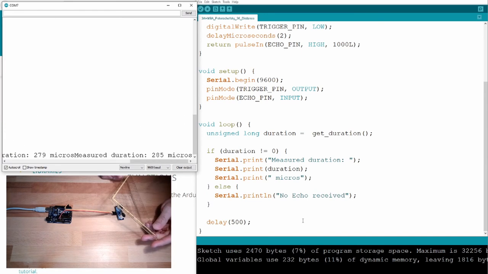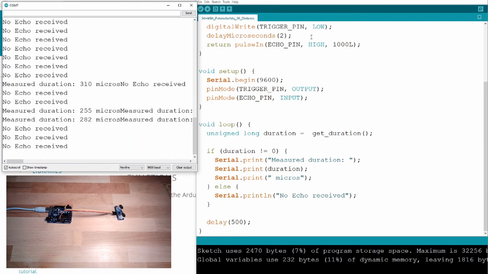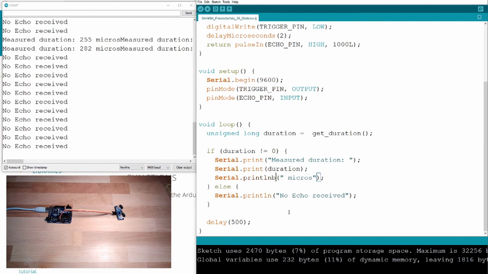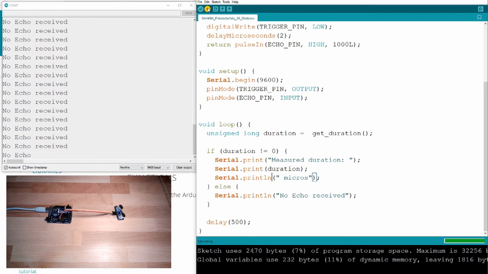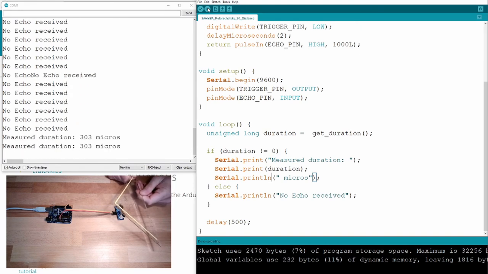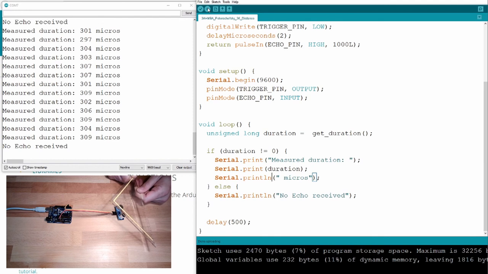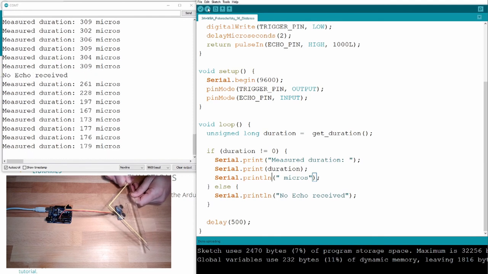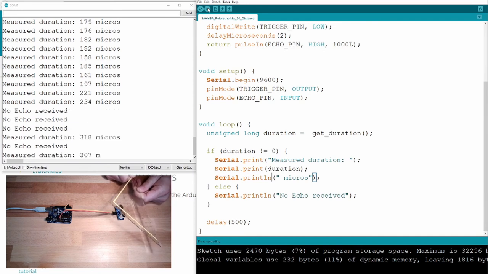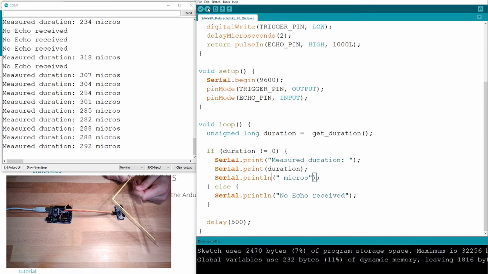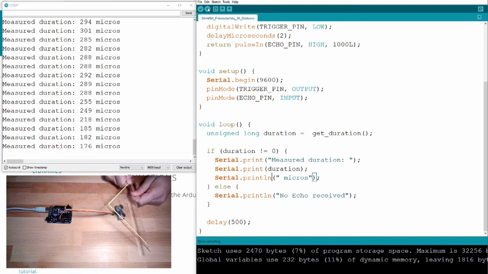Okay. This does not look too good. I'm writing everything in one line. Why? Because I have to write println here, of course. Upload. No echo received. 301, around 300 microseconds. If I move closer, you see, it's less. It's 180 right now. If I move far away again, I'm around 300 again. Working nice, right? So I can distinguish how far away we are.